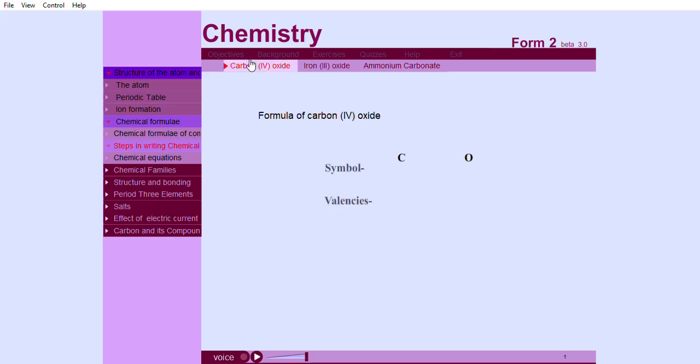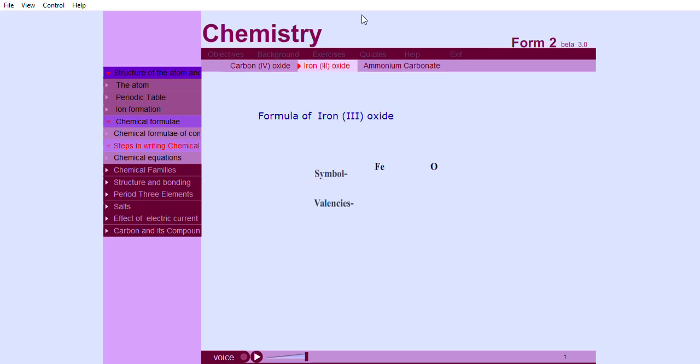Formula of carbon 4 oxide. Step 1. Write the symbols of C and O. Step 2. Write the valencies of C and O above and to the right side of each. Step 3. Exchange the valencies by writing them below the symbols. Step 4. Divide the valencies by common factor 2 to represent the atoms in the simplest ratio.